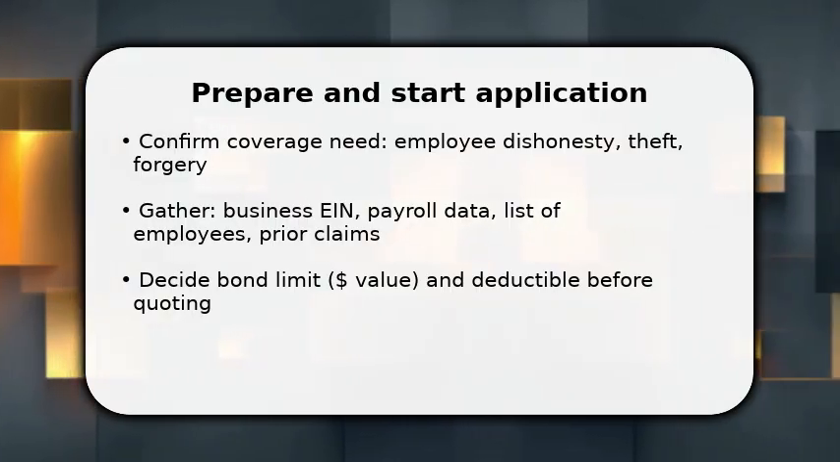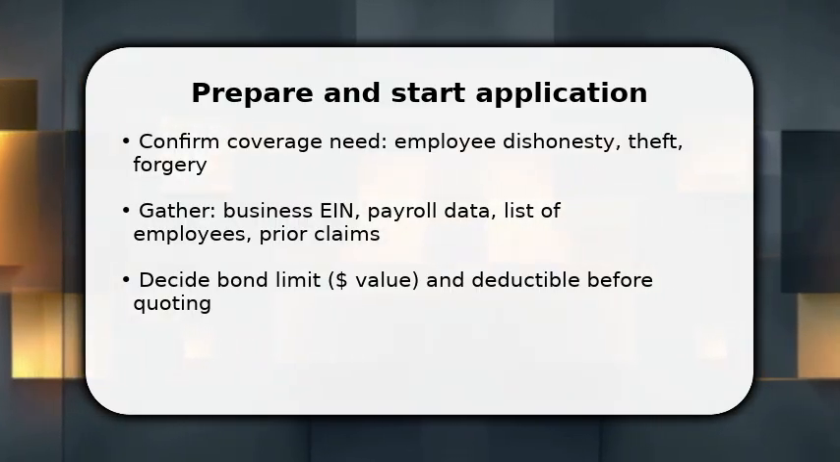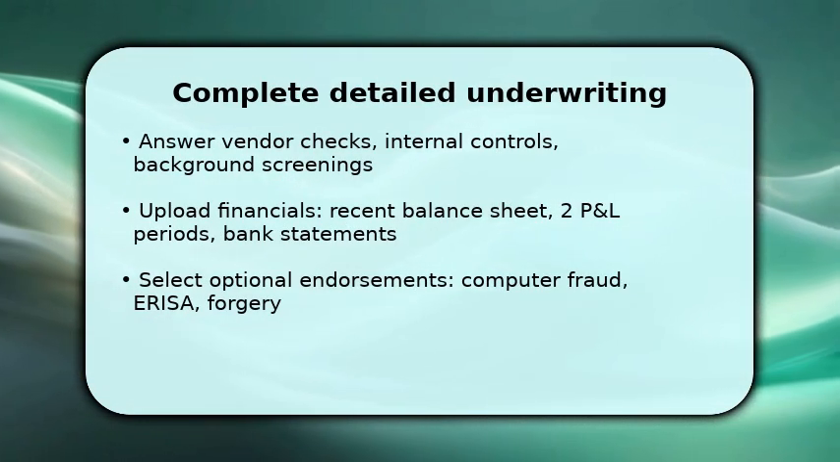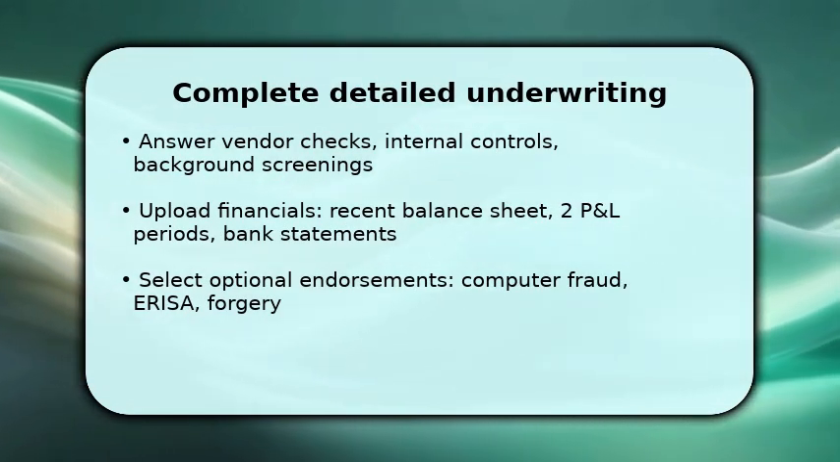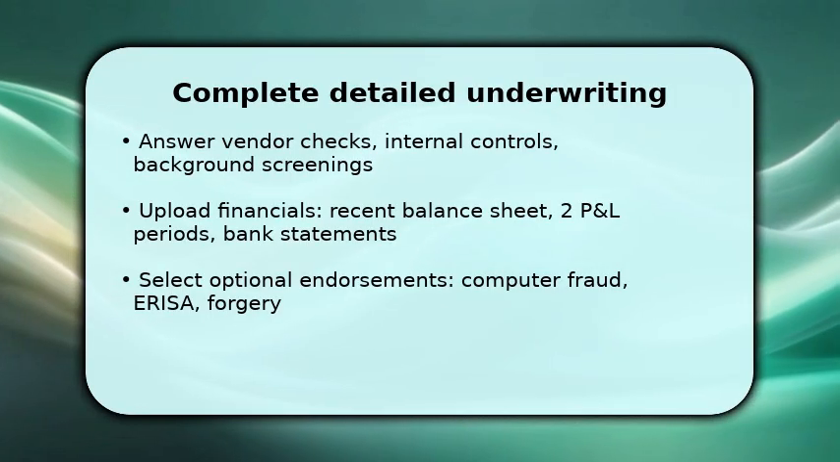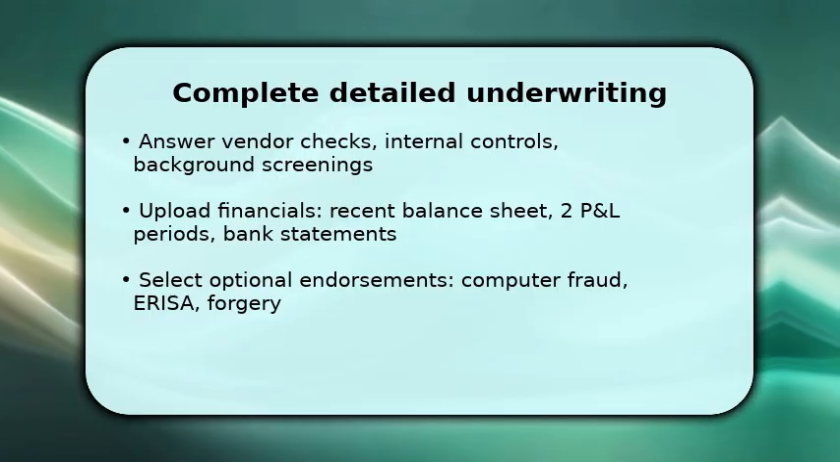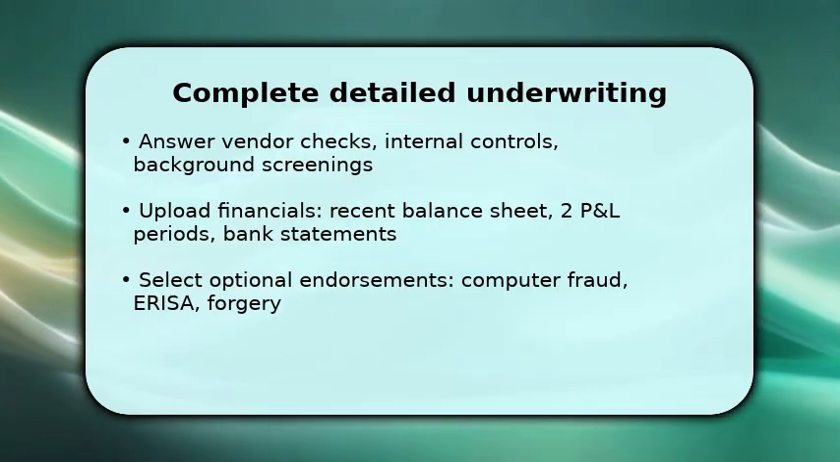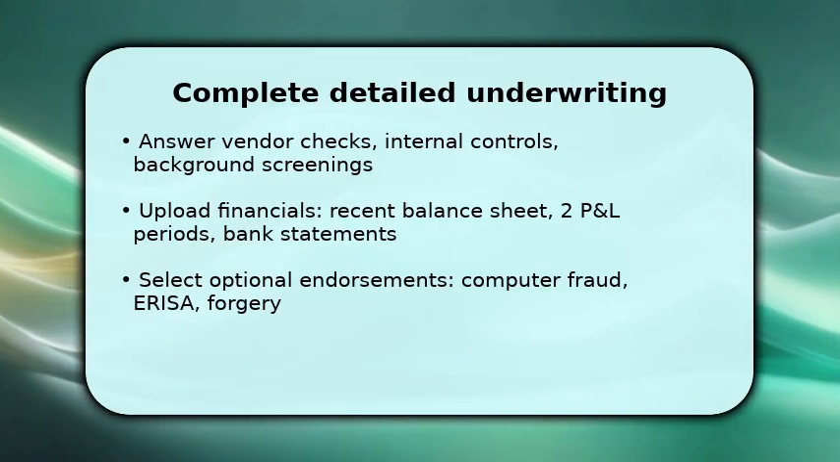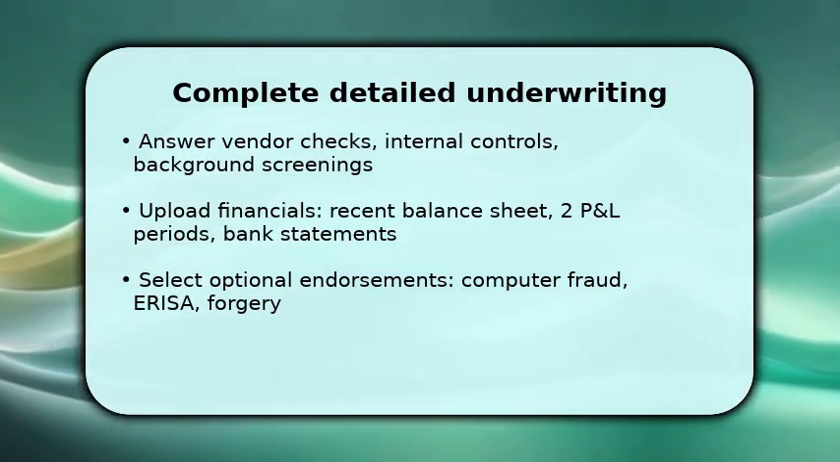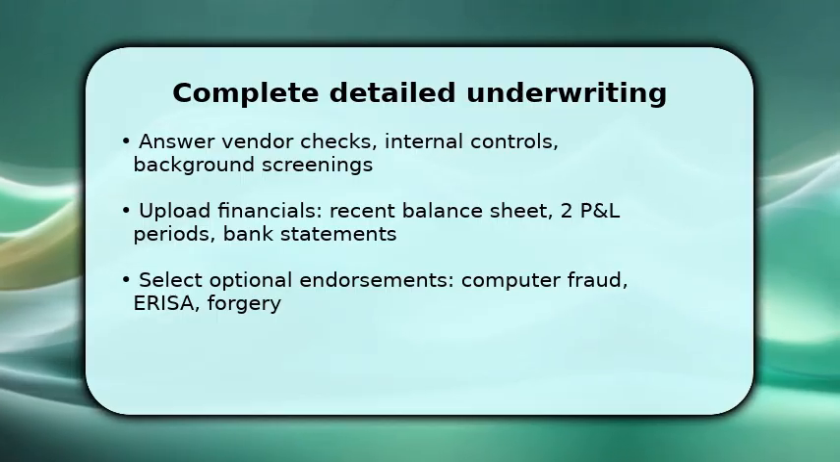You'll move from basic business facts to more specific underwriting questions. Now you tackle the underwriting section. This is where accuracy matters. You will explain internal controls, background check frequency, and how funds are handled because those factors reduce premium. Once done with the questionnaire, upload financial documents like a recent balance sheet and profit and loss statements. Insurers review them to size risk.